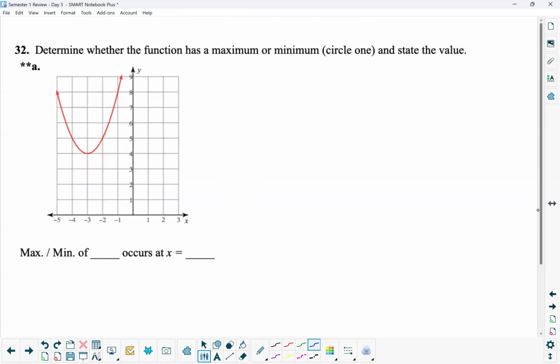Okay. This function definitely has a lowest point. That's a minimum. The minimum value is 4. And it occurs when x equals -3.